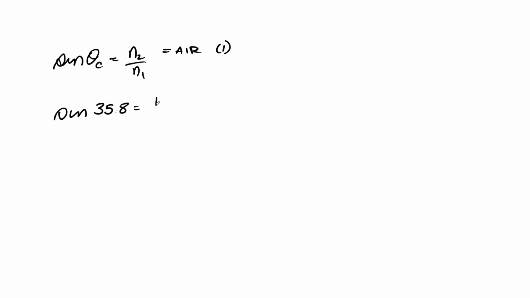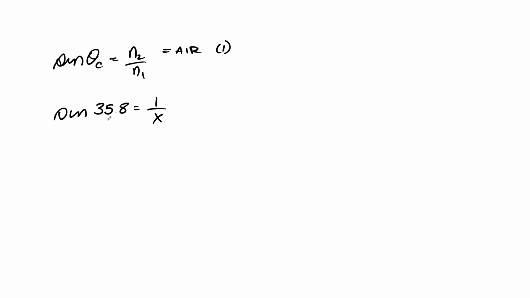So now let's go ahead and use the equation. Sine of the critical angle is equal to N2 over N1. N2 is going to equal air, because that's what it refracted into. That's where it's going into, and that's going to be 1. So this is going to be the sine of 35.8 equal to 1 over x, which is what we're looking for.